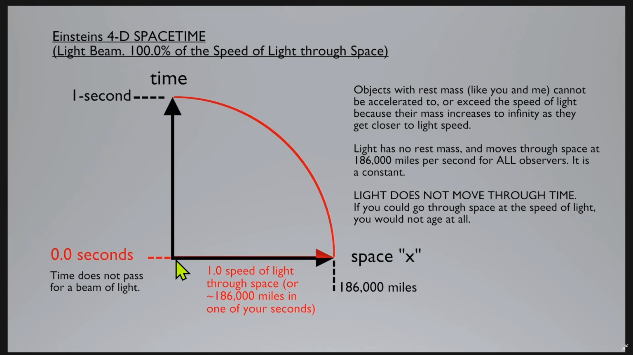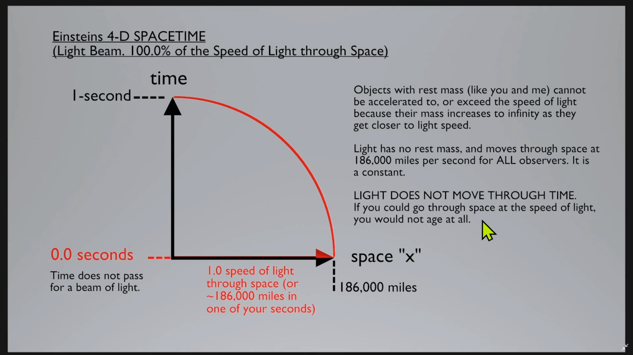And here's the cool part. Time does not pass for a light beam. A light beam does not move through time. It only moves through space. At 186,000 miles per second, that light beam does not move through time. So if you could get going the speed of light, if you could get there, then you would not age at all. Of course, you wouldn't be doing anything either. But for a light beam, that's how it works.